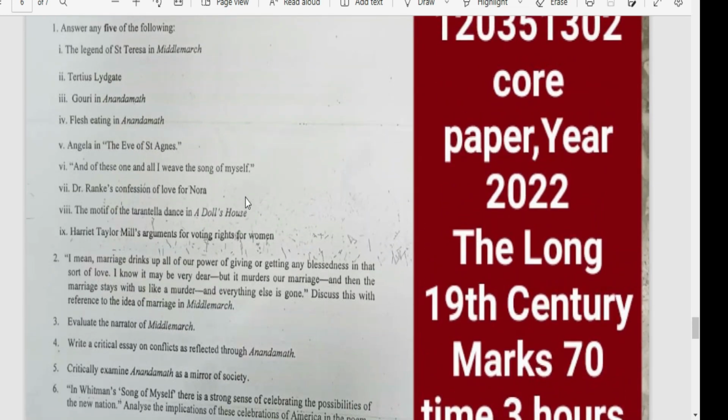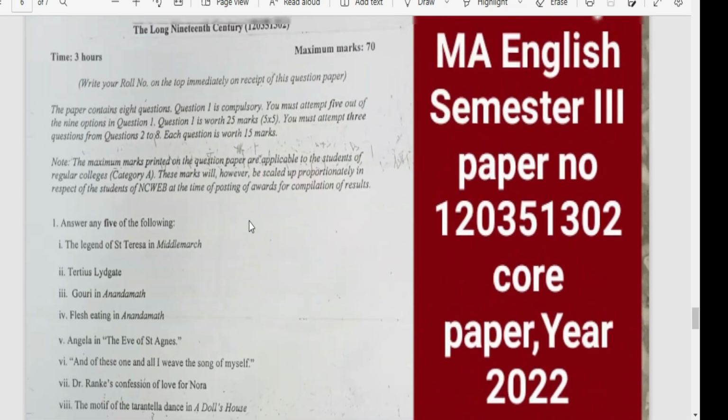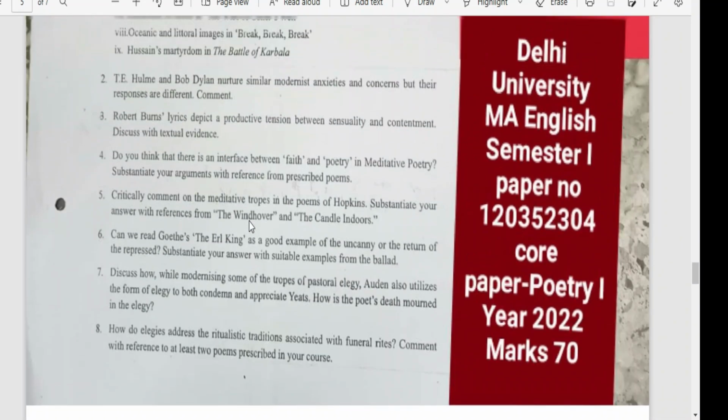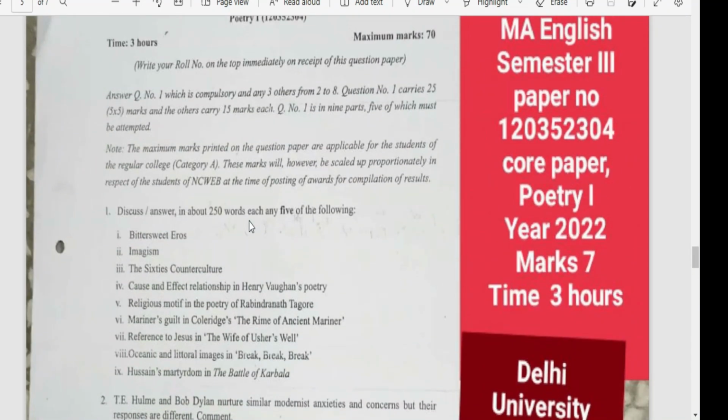And if you are reading, I'm just stopping it for a while so you can write it down. You can actually note down the question, the whole question paper. You can also take a screenshot. So that's what we are trying to understand.